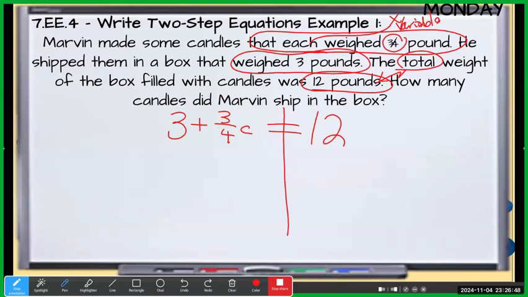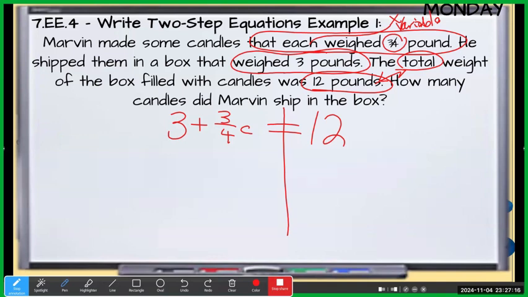So they tell me my box is 3 pounds. Each candle is 3/4 pounds. And in the end, I should get how many? 12 pounds. So now we have to solve it because they want to know how many candles are going in. So we have to solve for our variable. You know we only have 2 steps. What did we say step 1 was? Subtract our constant. What did we say the constant was?